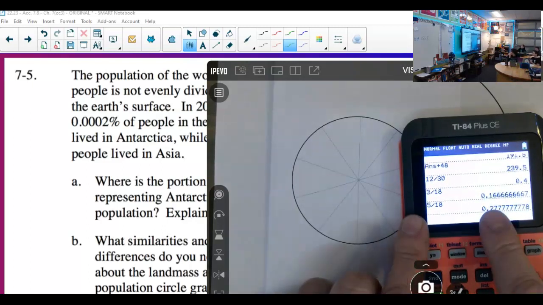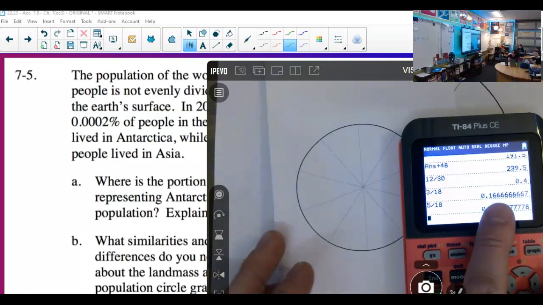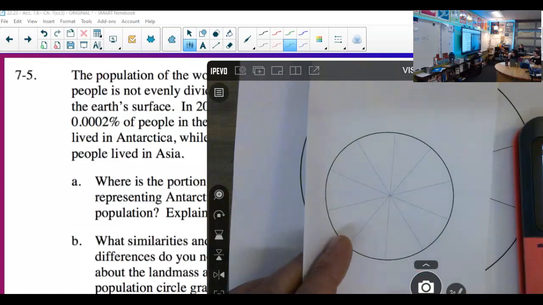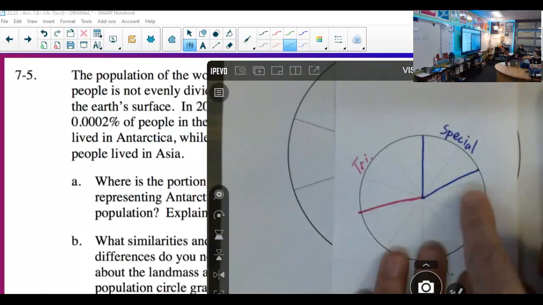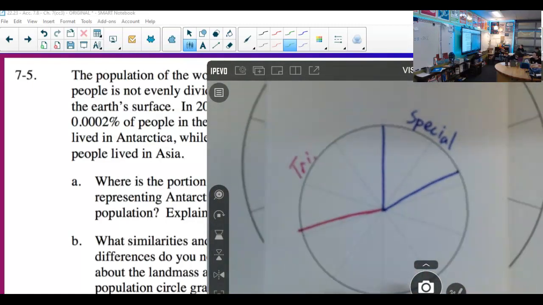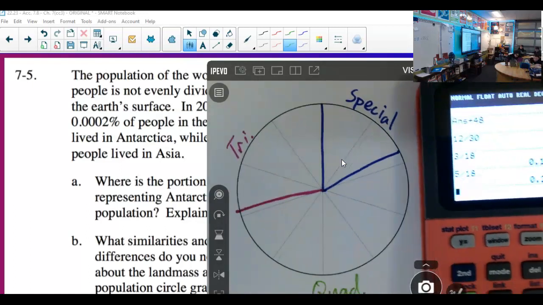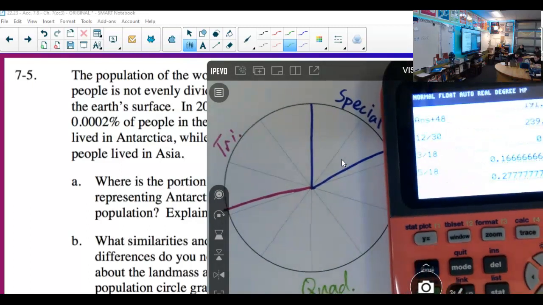So 3/18 is 0.166 repeating forever, or about 17%. How could we show approximately 17% on here? Well, use one of the nice lines, and it'll be a little under 20. So our special shapes might be just under 20%. Our triangles that were 5 out of 18 got 27, 28? Yeah, 28 if we round.